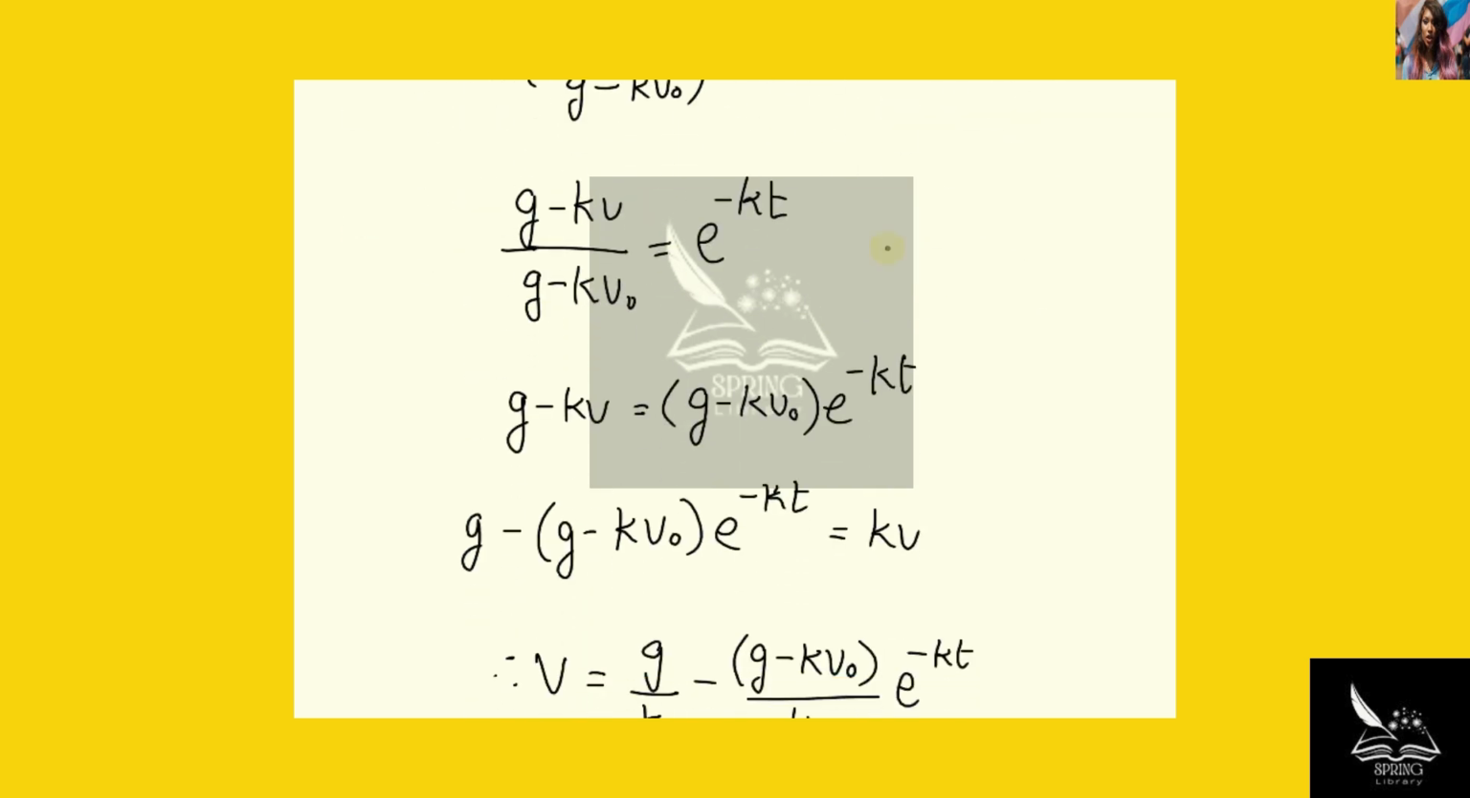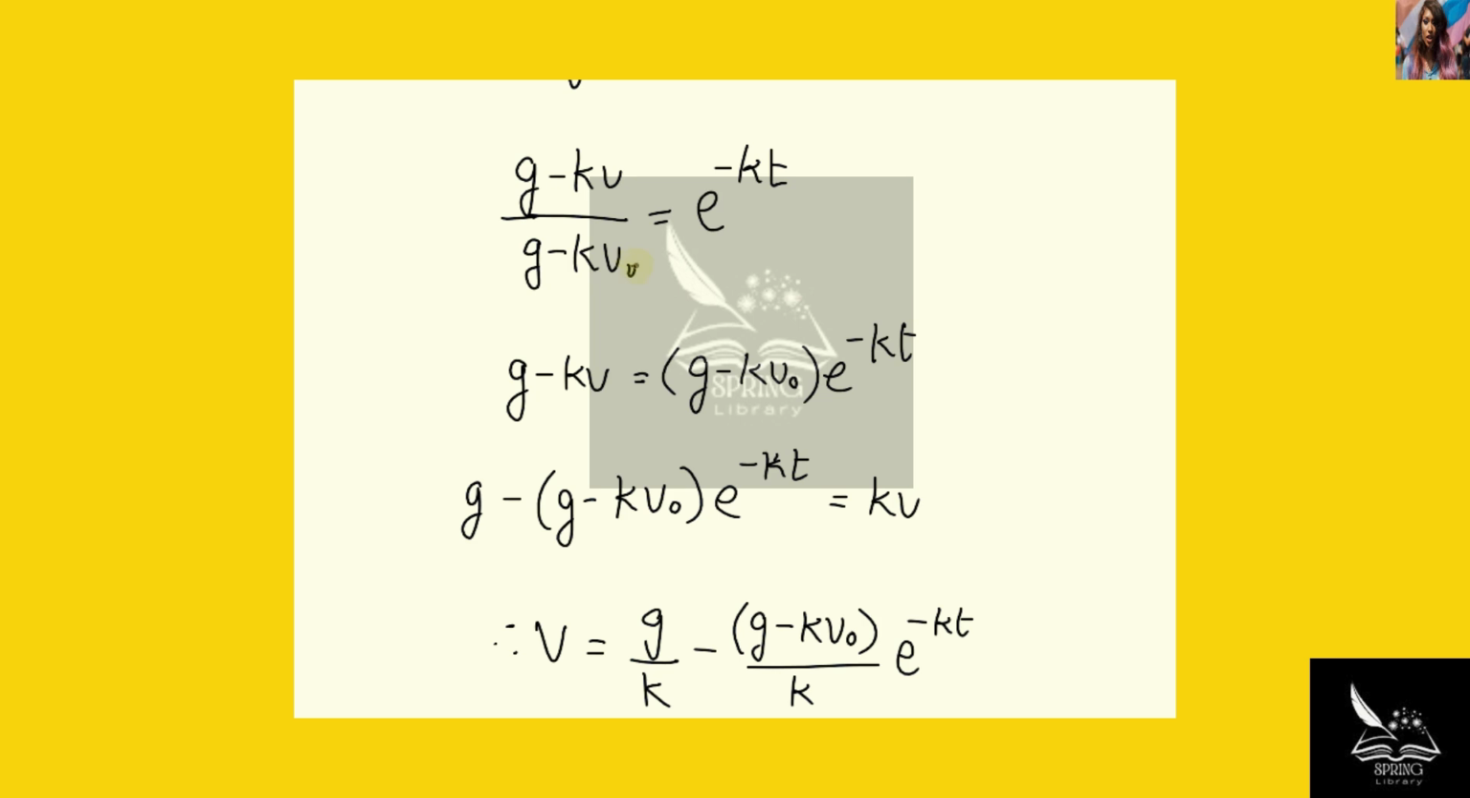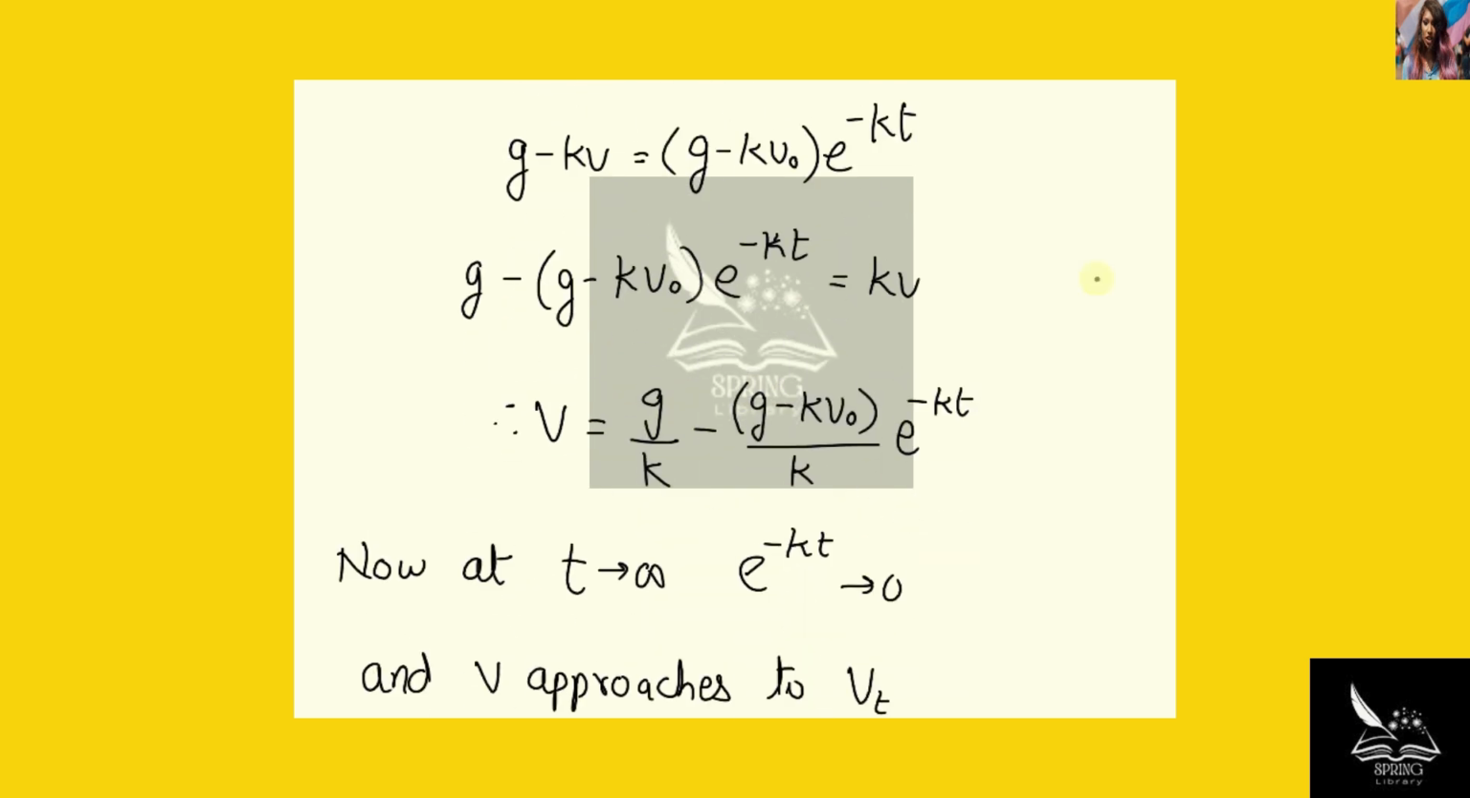Now I want to get rid of this natural logarithm, so I have taken the exponential on both sides. Taking the exponential, I get this equation. With a bit of rearrangement, I'm sending this denominator to the other side, so I get g minus kv is equal to g minus kv0 times e raised to minus kt. Again I have rearranged: I've sent this kv over here and brought this g minus kv0 over here, so I get this equation, and finally I divide both sides by k. So I get this equation.